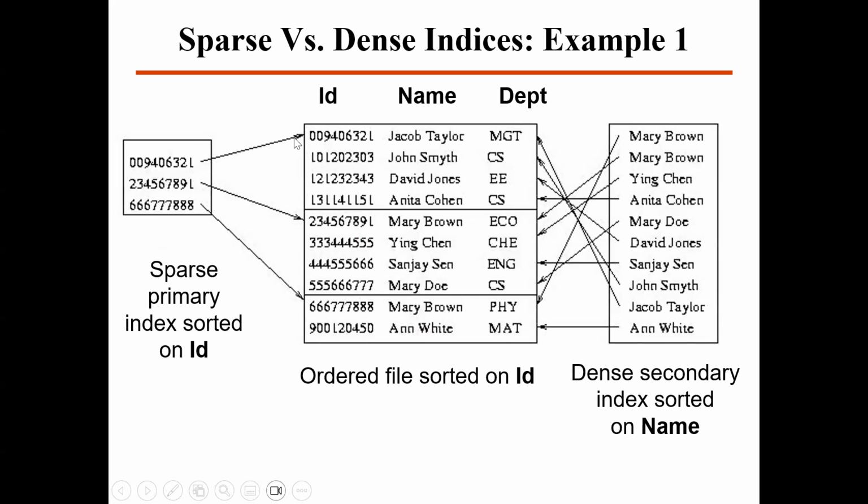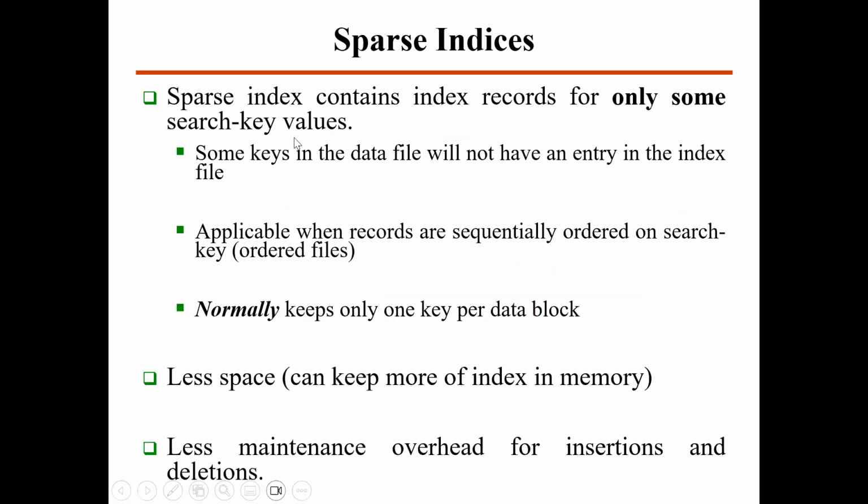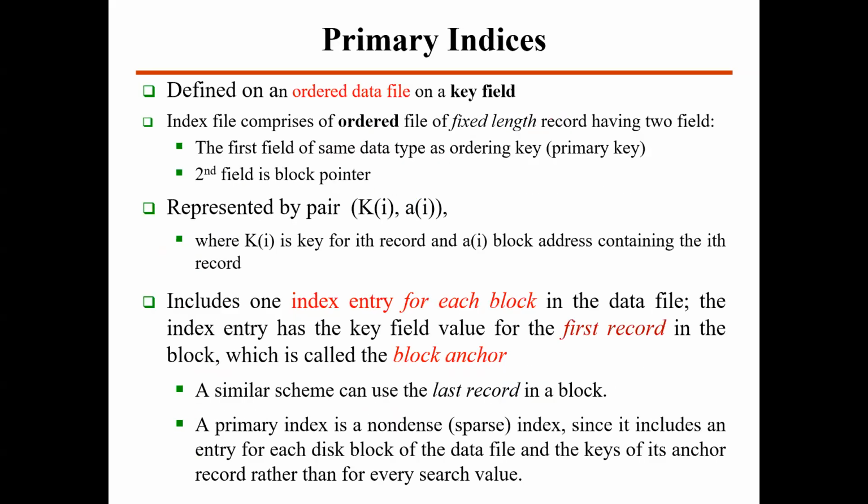This pointer points to this. Each entry is represented using the functions K of i and A of i, where i is the block address, K is the key, and A is the pointer which links to block i.